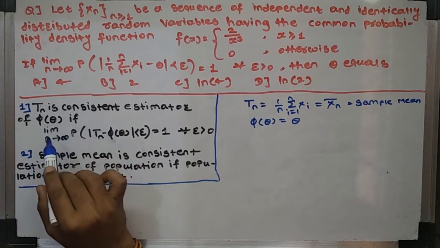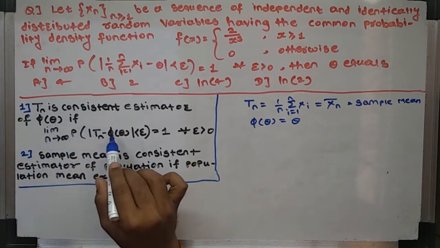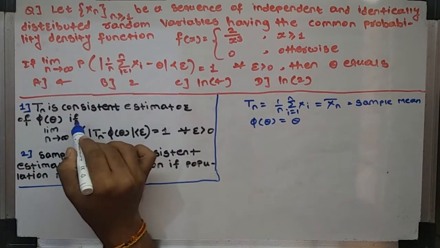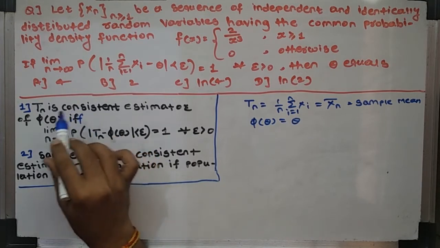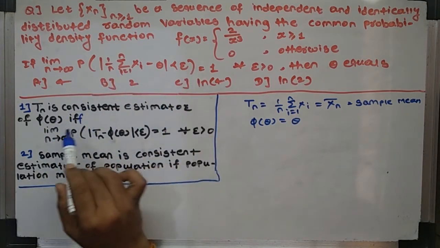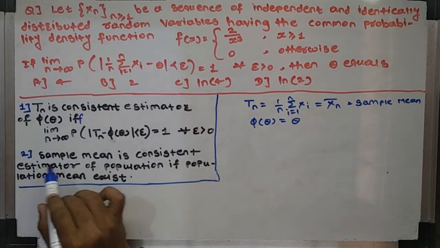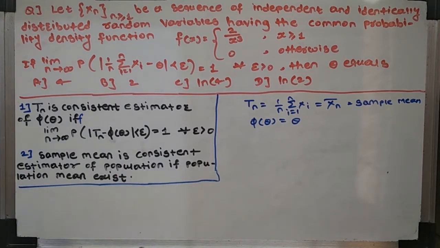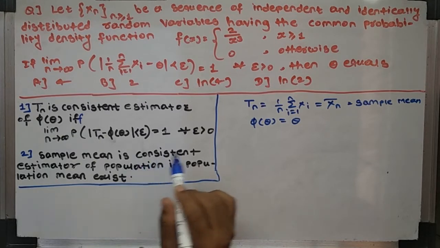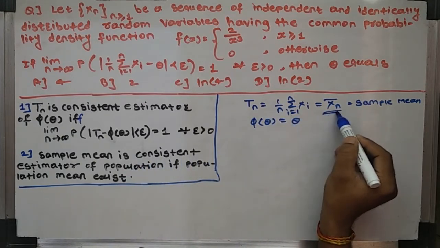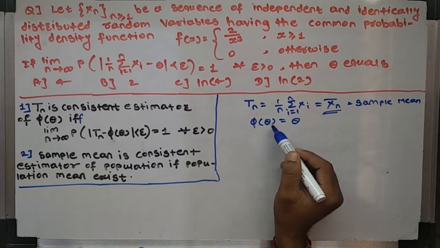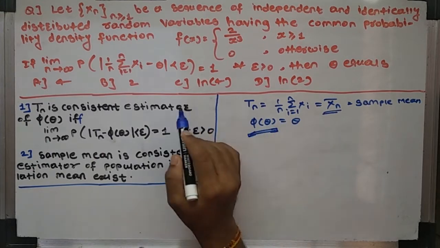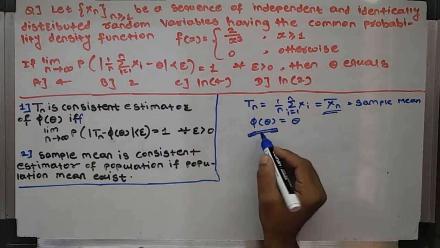Phi of theta, if the limit as n tends to infinity of the probability that Tn minus phi of theta is less than epsilon is equal to 1. Here this is given, as in this definition. So by the second result, we know that the sample mean is a consistent estimator of the population mean, if the population mean exists. Here the sample mean is this, so this is a consistent estimator of the population mean. Here we are asked the value of theta. Here phi of theta is the population mean, because it is given that the sample mean is consistent. So we need to find the population mean.